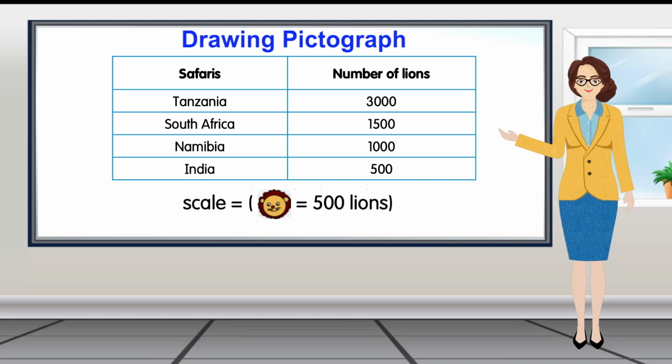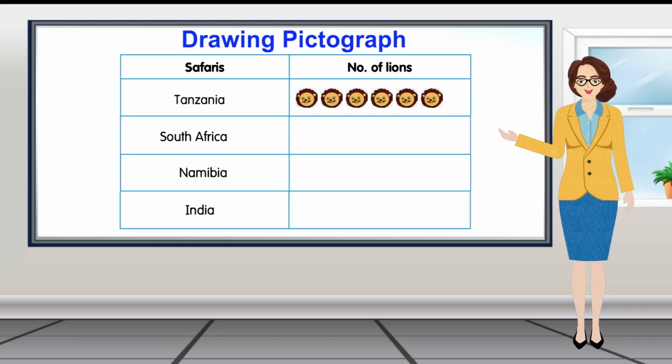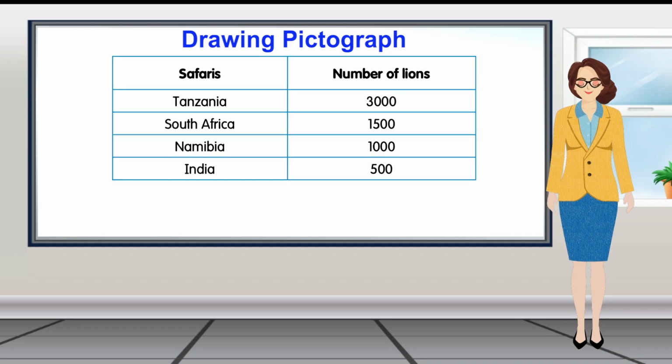In Tanzania, the number of lions is 3000. The scale shows that one lion represents 500 lions. So, 3000 divided by 500 equals 6. Thus, we will draw 6 lion faces in Tanzania. In South Africa, the number of lions is 1500.